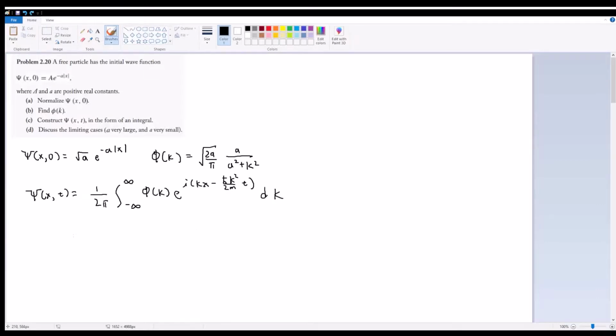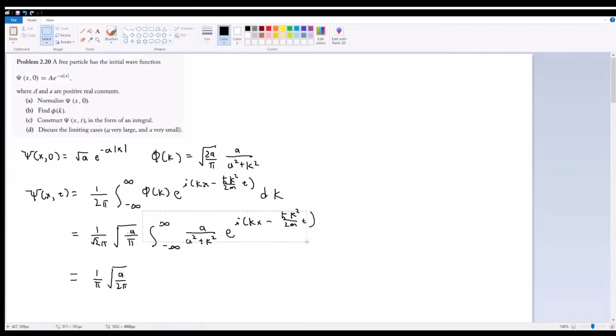So if we do that, what we have is 1 over 2 pi times square root of 2a over pi multiplied by the integral from negative infinity to infinity of a over a squared plus k squared multiplied by e to the i times kx minus h bar k squared over 2m times t. If we want, we can simplify this a little bit. The square root of 2 at the top and the 2 at the bottom can cancel out to make a square root of 2 at the bottom. So in reality, this is going to equal 1 over pi times square root of a over 2 pi, and then multiplied by this integral at the front.